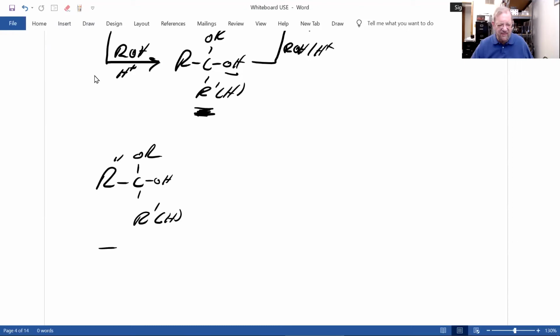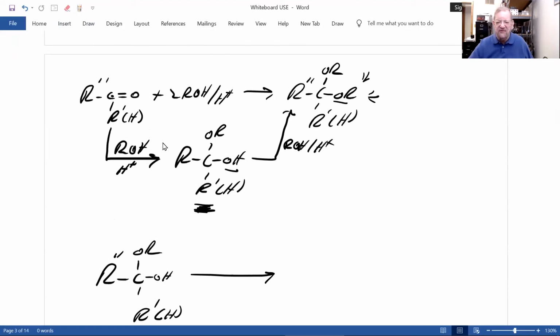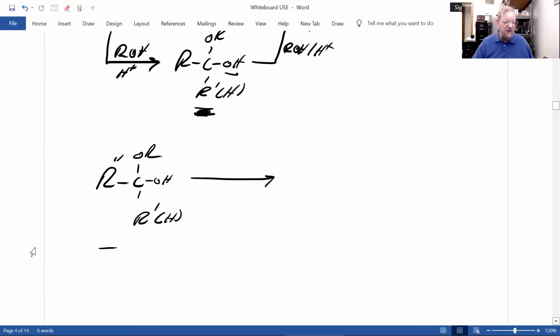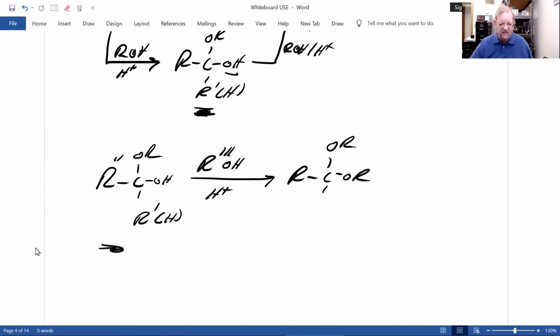Here we have a hemiacetal or hemiketal, and now instead of the same alcohol up here, this gives you a symmetrical acetal or ketal, where the alkyl groups on the oxygen are the same. You can also start with the hemiacetal and react it with a different alcohol. That's why it's R triple prime with an acid catalyst, and we get an unsymmetrical acetal or ketal, where the alkyl groups on the oxygens attached to what was the carbonyl carbon are different.